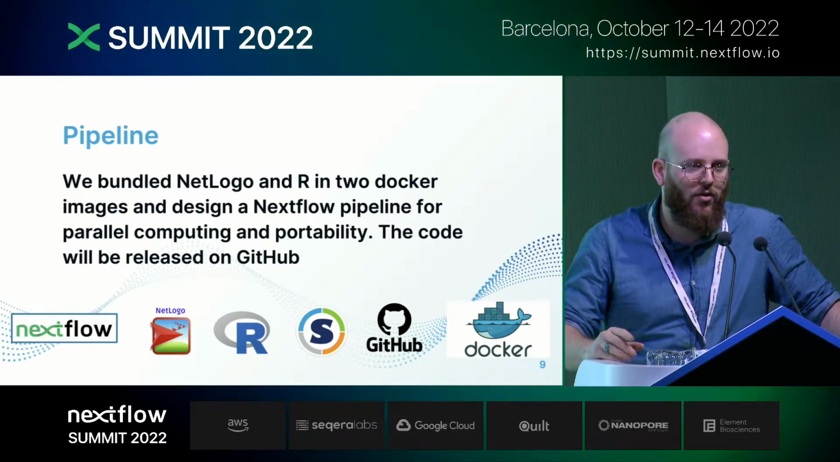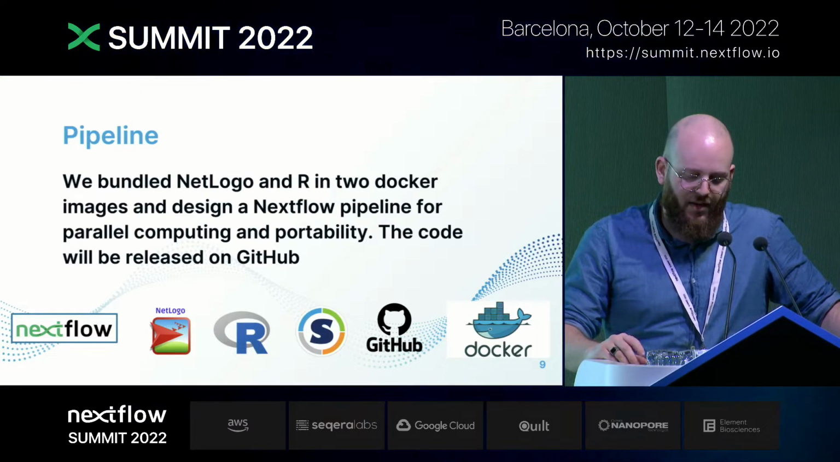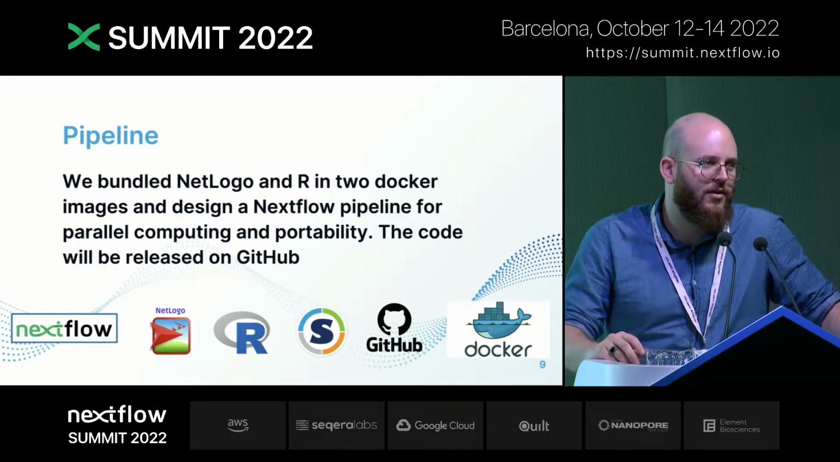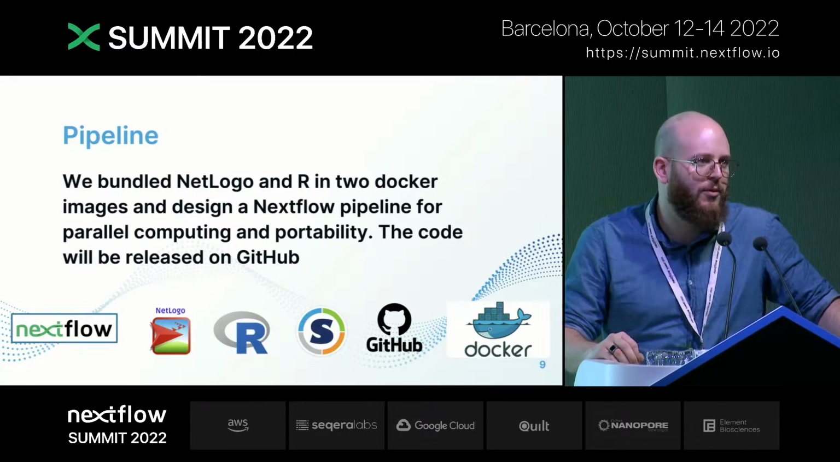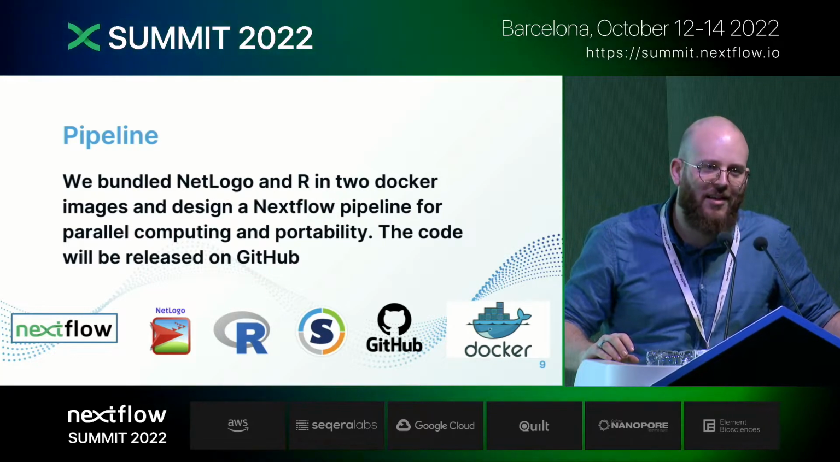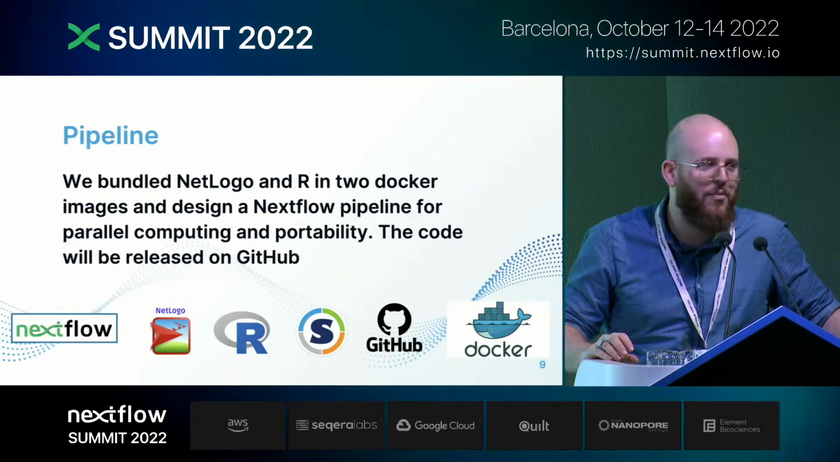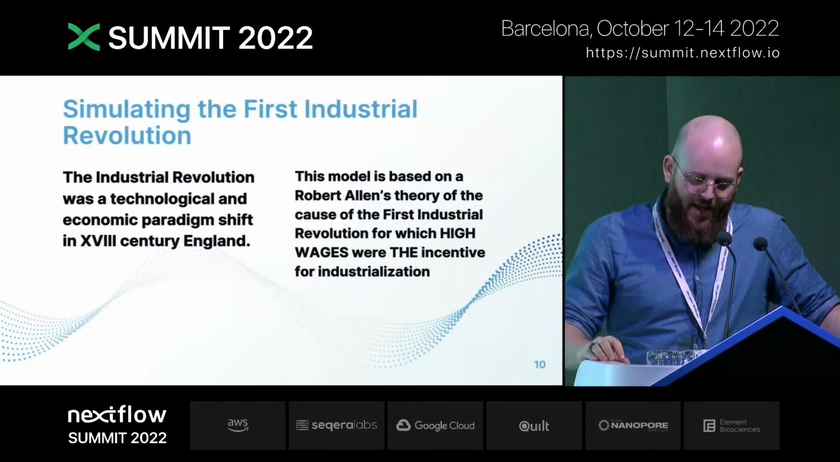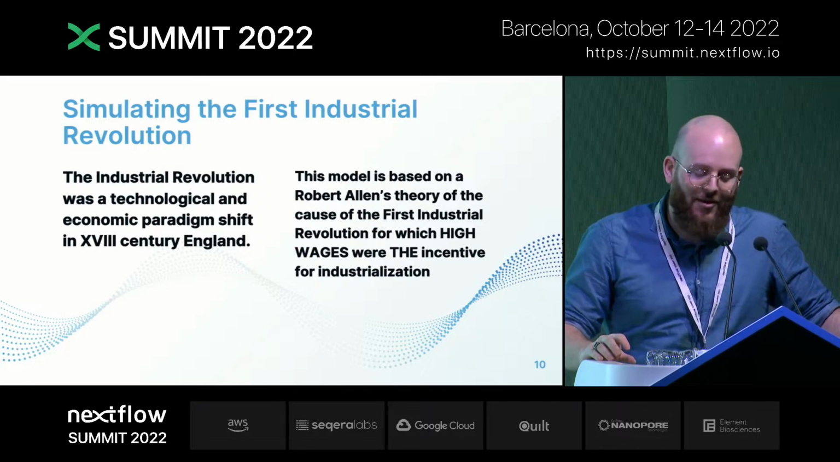So what we did, we simply bound all of this together through Nextflow. We bound NetLogo and R. They pass into Docker images, and we designed a pipeline for solving computability and portability problems. The code will be released soon on GitHub. Italian universities are very particular about what you can publish before you finish your PhD, so this is why there is a delay. It's very annoying.